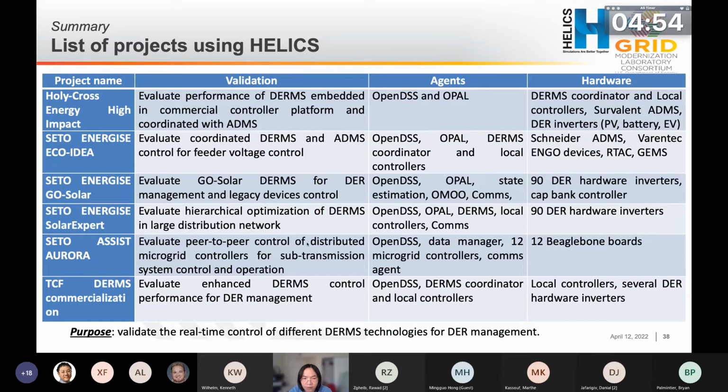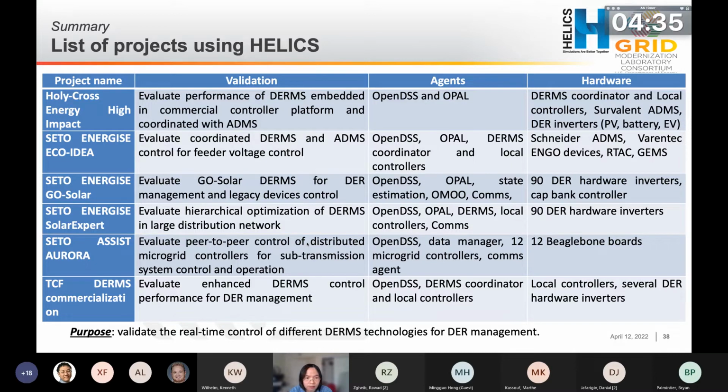In particular for Go Solar and Solar Expert, we have 90 hardware inverters to be dispatched by the DERMS controller. And then the DERMS controller is implemented in software in Helix as an agent. So this is a highlight of the great use of Helix for hardware controller testing.